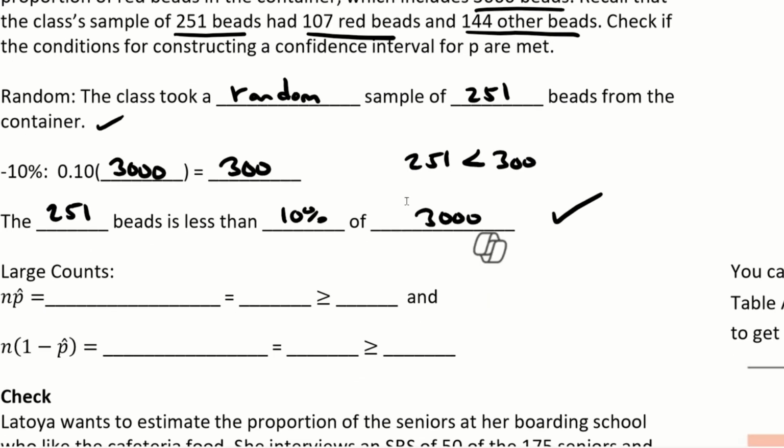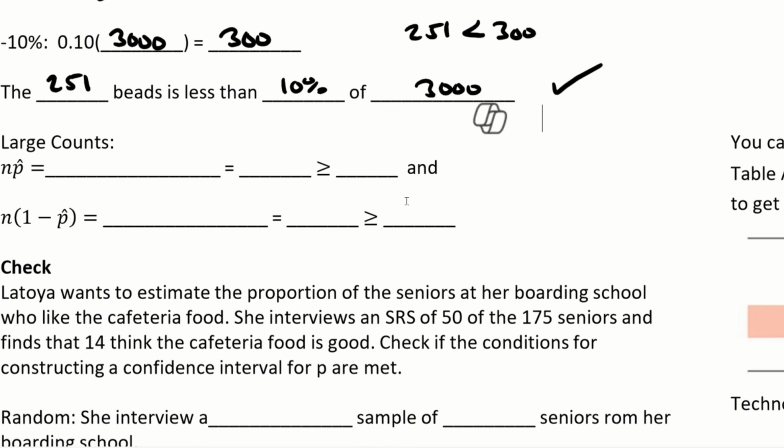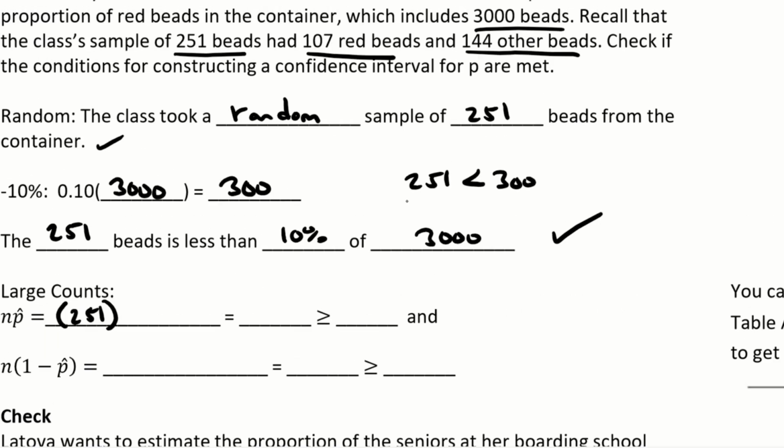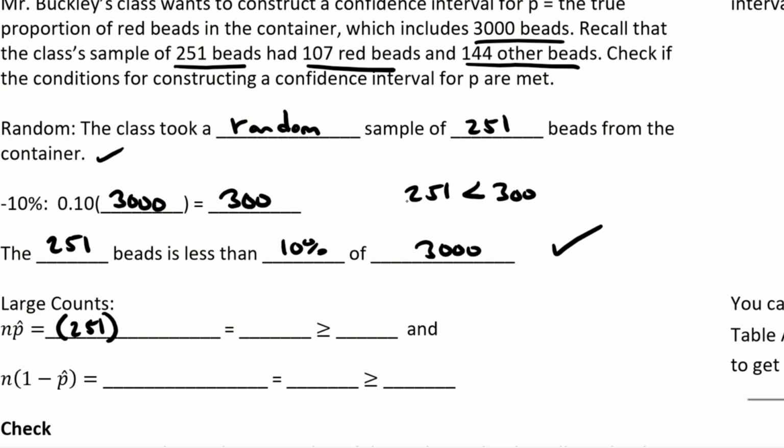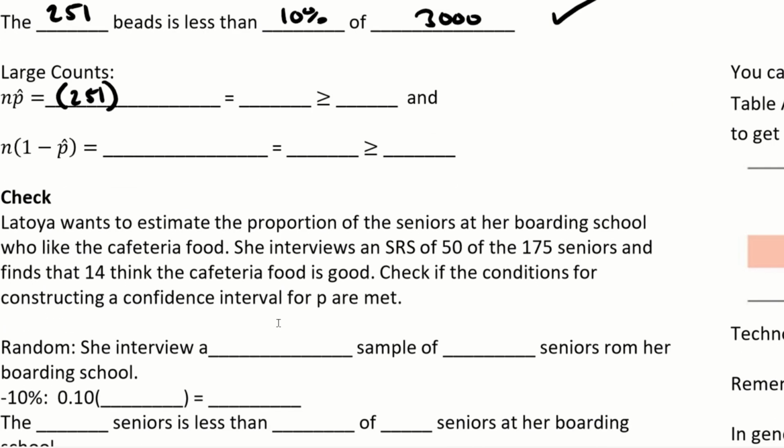Large counts condition. The large counts condition, we said, okay, the sample size we took was 251. The P hat was 107 out of 251, right? So let me write that out. P hat is 107 out of 251. So if I calculate that, if I put that in, well, then notice the 251s cancel, so it leaves me 107, which makes sense. 107 successes. That's greater than 10.